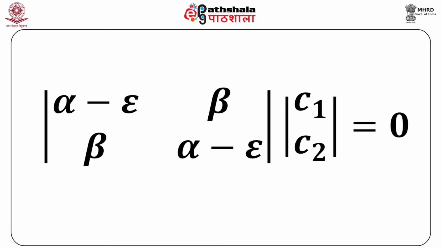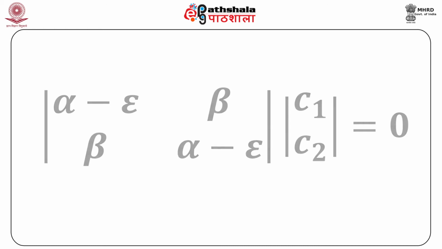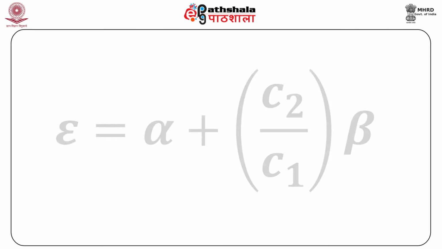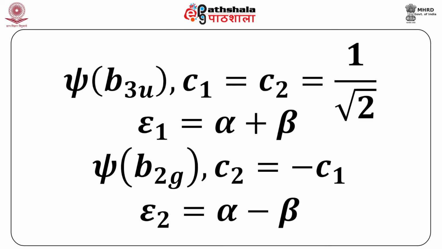Similarly 2, 1, there is a bond, and then we diagonalize it, and we obtain 2 values of epsilon, the orbital energies, and these are equal to alpha plus C2 by C1 beta. For psi B3u, C1 is equal to C2 is equal to 1 by root 2, the normalized coefficients, and hence epsilon 1 is equal to alpha plus beta. Similarly for psi B2g, C2 is equal to minus C1, and epsilon 2 is equal to alpha minus beta.